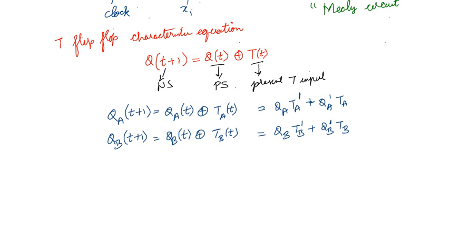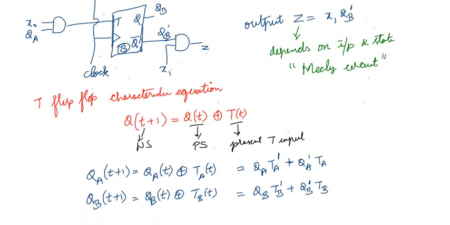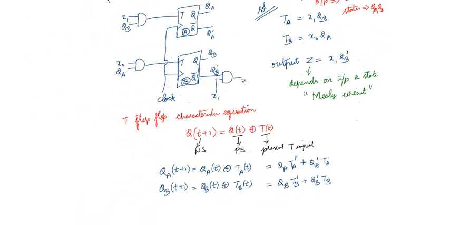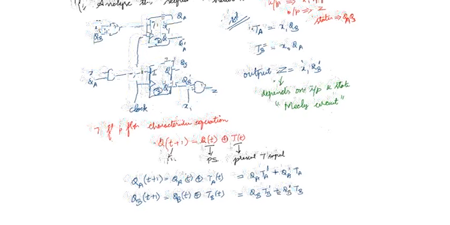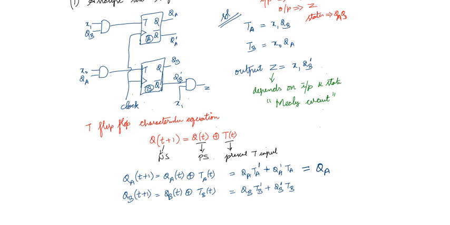Now you substitute the values of TA and TB. If you substitute, you will get the expression as: QA times x1 QB whole dash, plus QA dash, and what is TA? x1 QB.